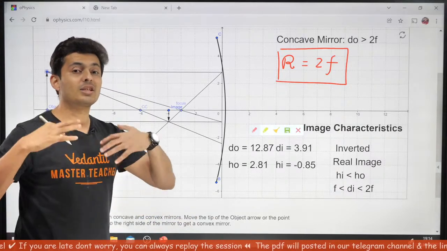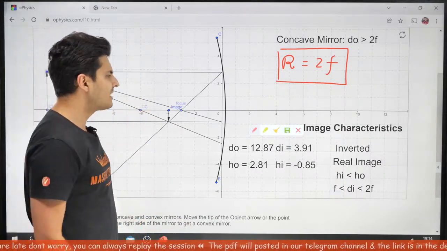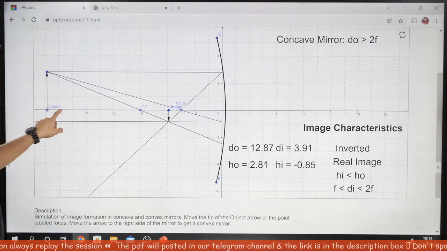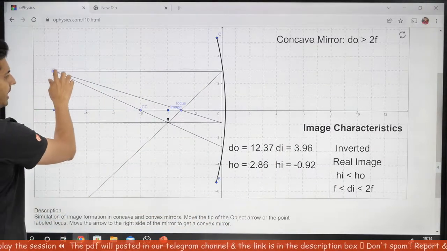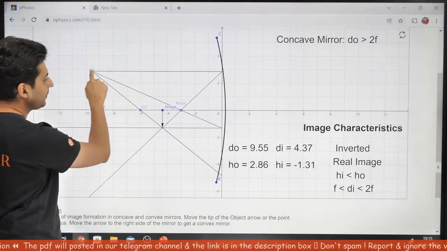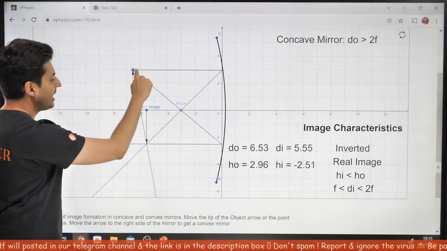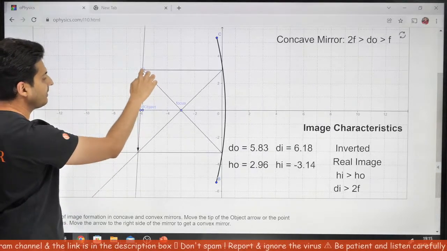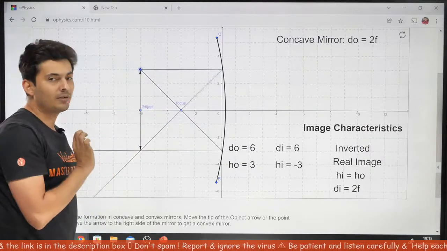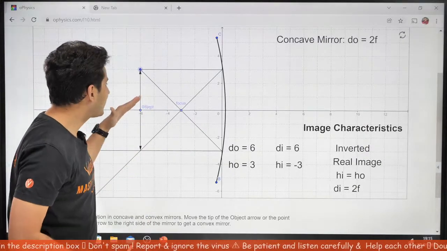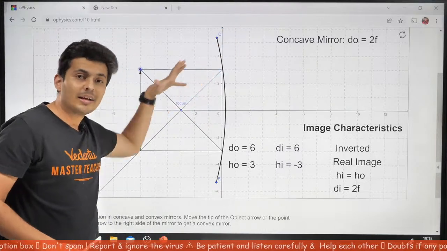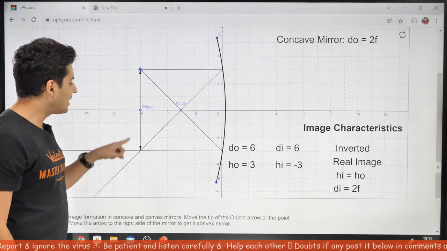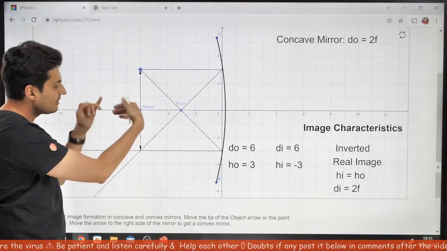Our radius is always twice the focal length, and you will be able to see that in very simple and different ways. Say, for example, I keep moving this object, and now if you place the object at the center of curvature, the image is formed at the center of curvature, because all the rays which originate from the center of curvature will reflect back at the same point. The image is exactly formed here, but it is inverted.